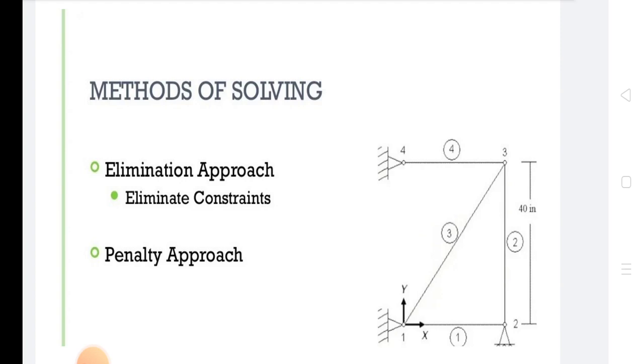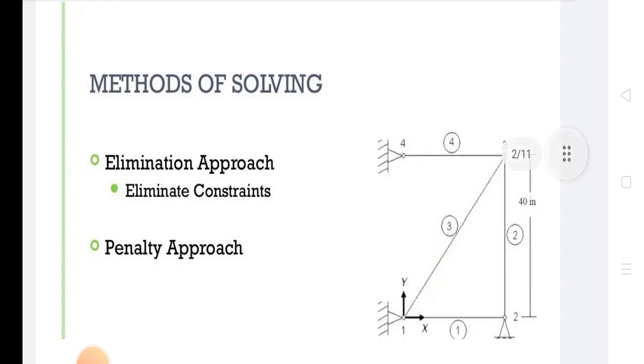In the elimination method figure, there is a two-step bar. A step bar having two elements with three nodes, nodes 1 and 3 are fixed, whereas node 2 is subjected to force P. The overall equilibrium equation can be written as K11, K12, K13, K21, K22, K23, K31, K32, K33, times Q1, Q2, Q3, equal to F1, F2, F3.